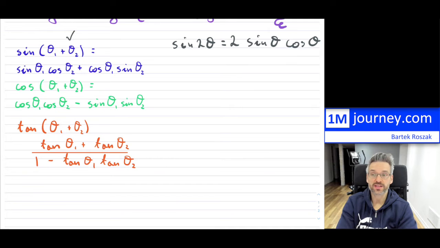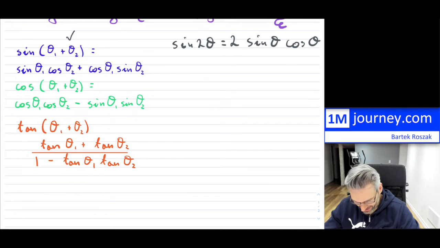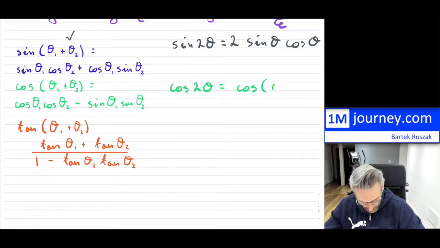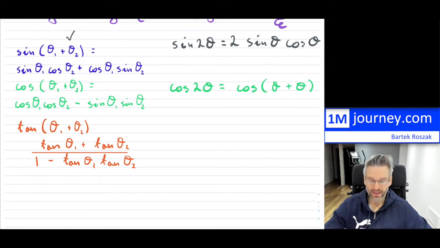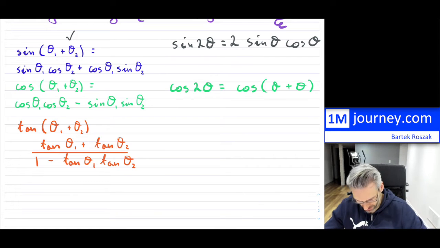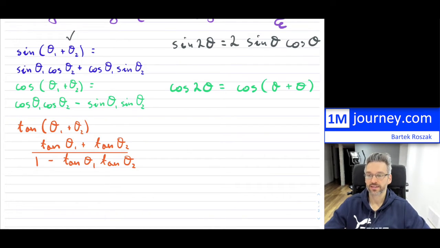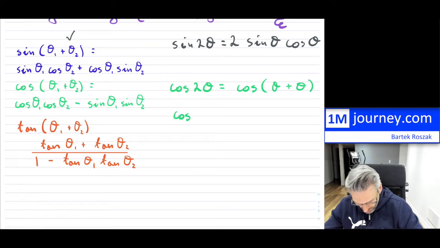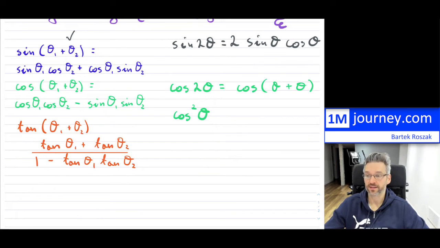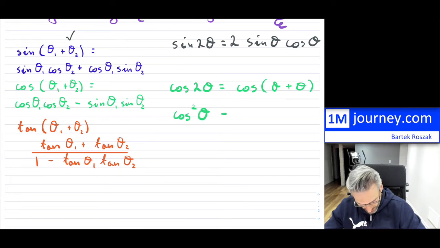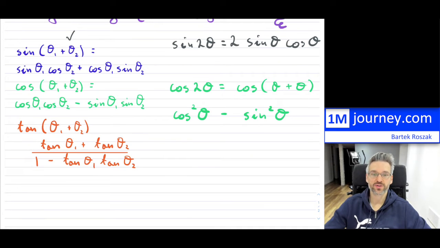Now, what if we do the same thing with cos? Well, we're going to get kind of the same trick happening here. If we wanted cos 2 theta, well, that is equal to cos of theta plus theta. And again, I can just substitute it back in there. Notice you'll get cos theta 1 times cos theta 2. But the angles are the same, so this is going to be cos squared theta, because it's cos theta times cos theta, minus sine squared theta on the other side. So there is your second double angle formula right here.